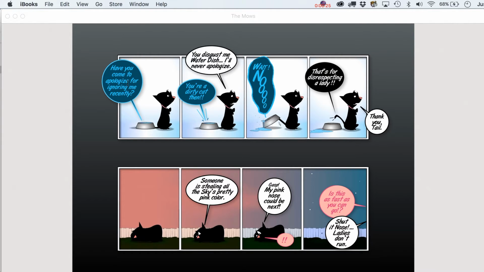Of course, every cat hates drinking water, I'm convinced. And so she's like, "You disgust me, water dish. I'll never apologize. You're a dirty cat then." And then, of course, the tail tips over the water. And then the tail says, "That's for disrespecting a lady." God, thank you, tail.